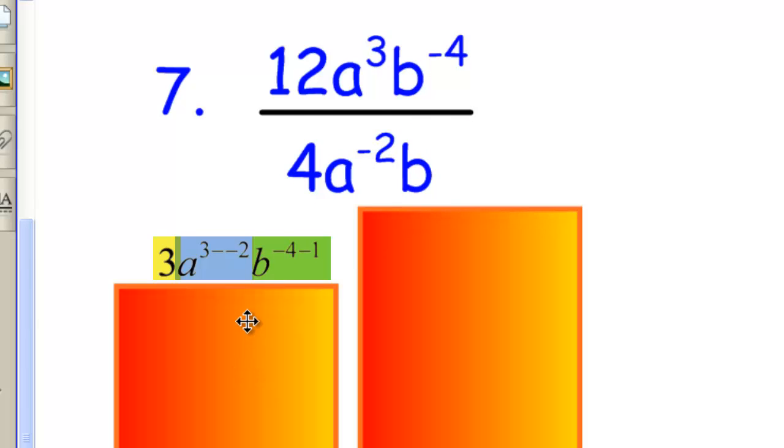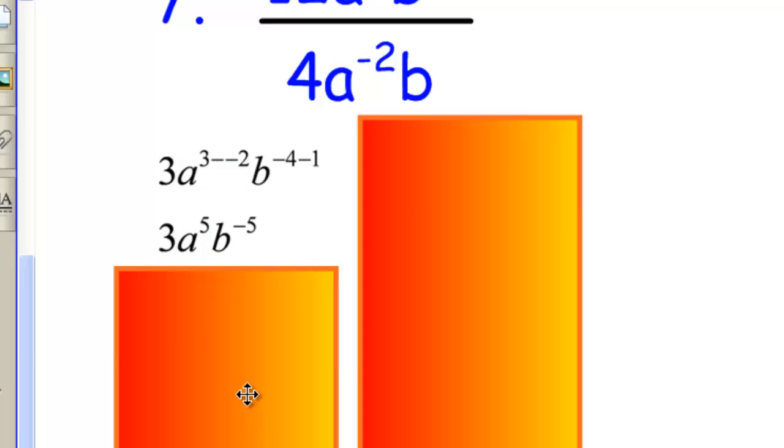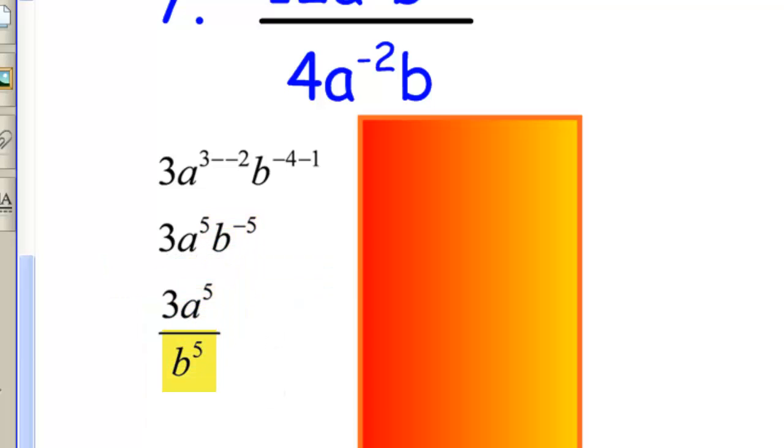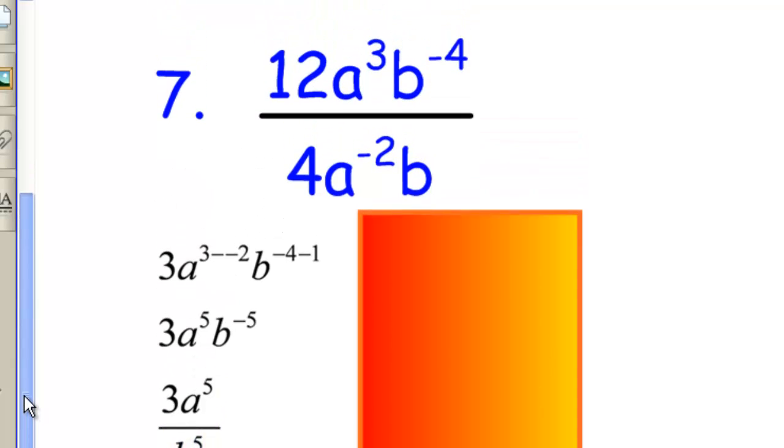Now, when I simplify those exponents, 3 minus a negative 2 is 5. Negative 4 minus 1 is negative 5, but I do not want any negative exponents in your final answer. 3 does not have a negative exponent attached to it. A to the 5th, 5 is a positive exponent. They stay in the numerator. But b to the negative 5th would move to the denominator for my final answer of 3a to the 5th over b to the 5th.